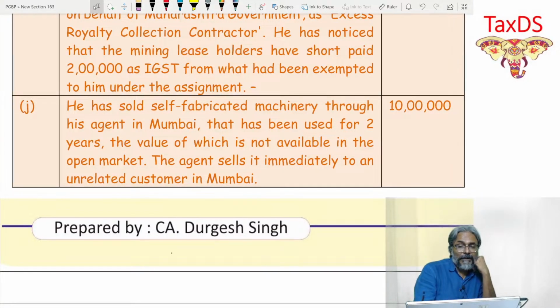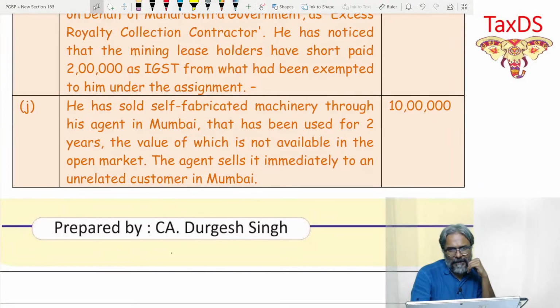Rule number 29. Ashwar, what is the answer for this one? What is the value that will be adopted in this point number J? Quickly, students, 30 seconds. Ashwar?